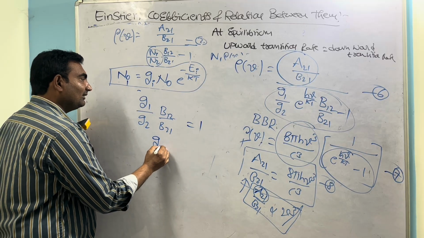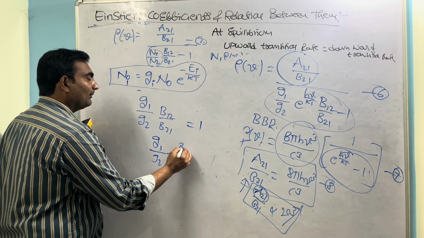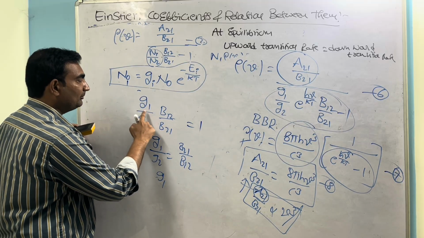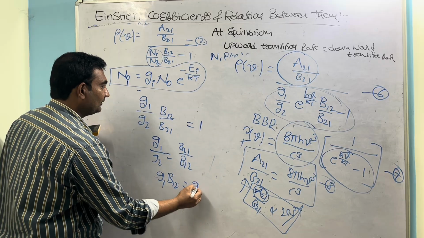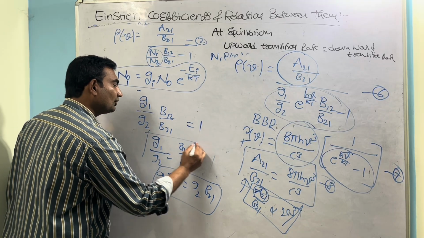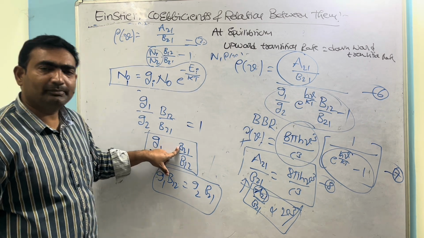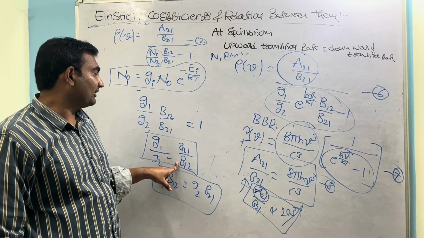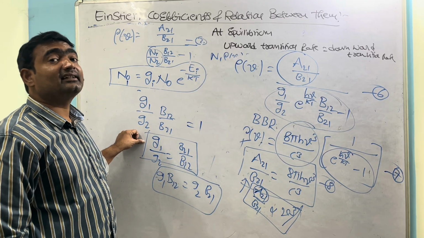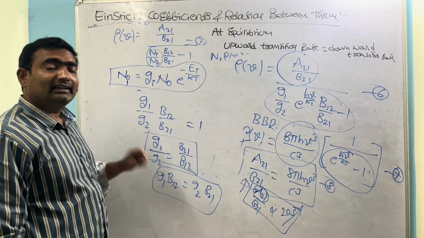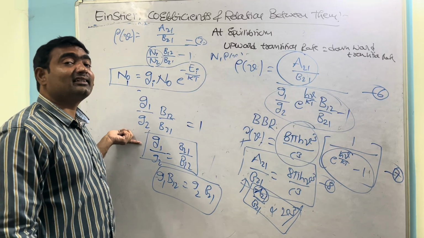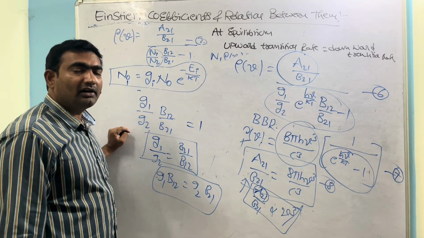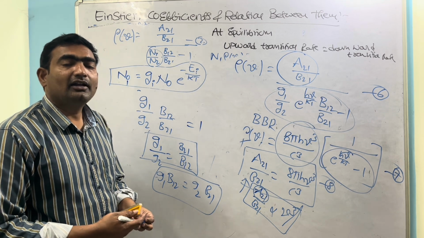So it says that G1 by G2 equals B21 by B12, or you can conclude G1 B12 is equal to G2 B21. This is also a relation between Einstein coefficients. B21 is stimulated emission of radiation, and B12 is stimulated absorption. The relation between these two is linked with the degeneracy of the energy levels. So it indicates that if the degeneracy becomes very high, the transition rate between these two states also becomes very high. These are the conclusions from the Einstein coefficients. Thank you.